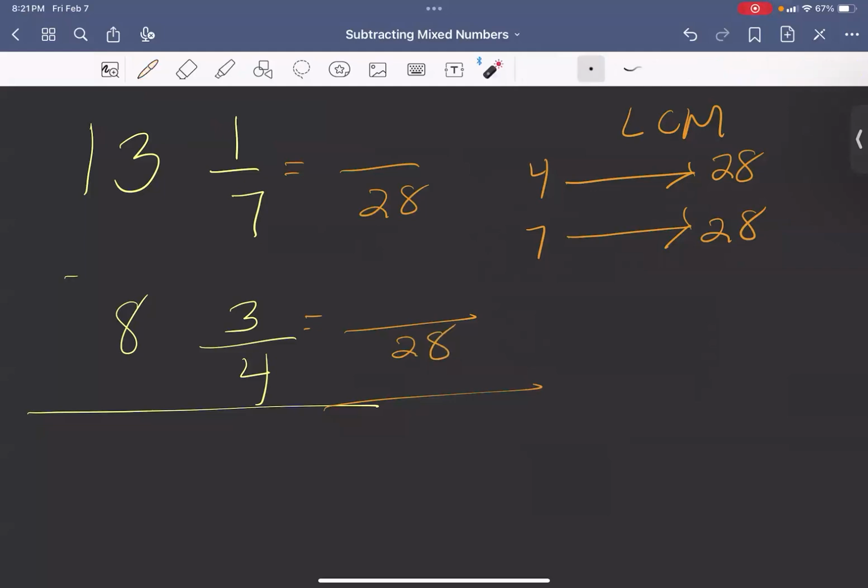So now I'm going to divide the new denominator by this denominator, and then multiply the quotient by the numerator. So 28 divided by 4 is 7. 7 times 3 is 21. 28 divided by 7 is 4. And 4 times 1 is 4. We have the same situation. So what do you think we have to do here?